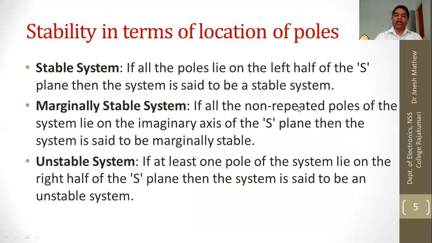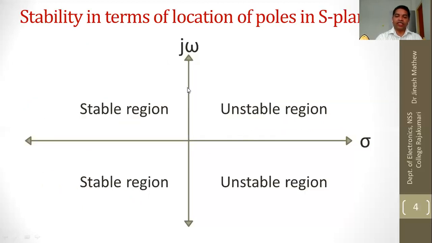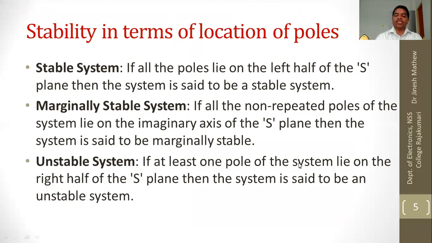And if non-repeated poles of the system lie on the imaginary axis of the S-plane, then the system is said to be marginally stable. There can be some poles on the imaginary axis, but they should not be repeated. If they are non-repeated roots, then the system is said to be marginally stable. That means the output of the network will be oscillatory in nature. If at least one pole of the system lies on the right half of the S-plane, then the system is said to be an unstable system.